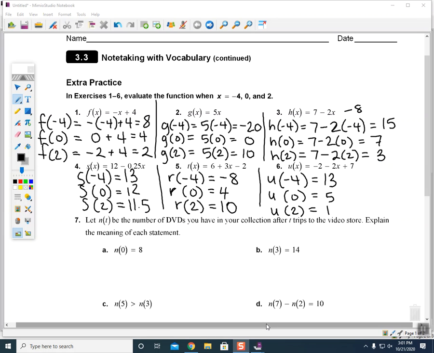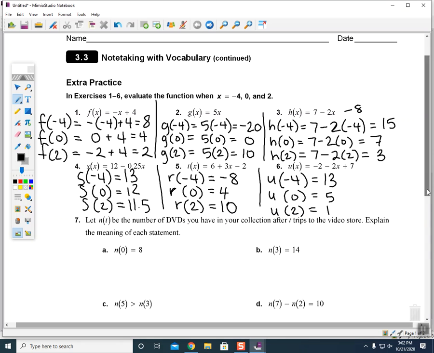All right, so when you're finished, you should have gotten these values for 4 through 5. So check your answers, make sure you got them right, and if you did not get them right, go back through and try to figure out where your mistake was.